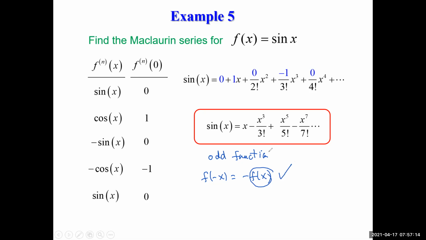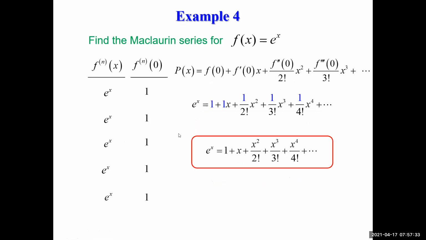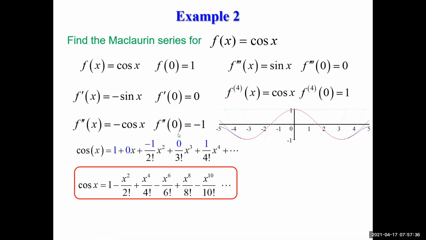When you graph it, this is what the graph of sine looks like. It goes like this, and it's symmetric with respect to the origin. If we backtrack to the cosine x example, we talked about even and odd. It's actually an even function, isn't it? See this one? That is an even function. See the powers are even. And if you plug in negative x, it doesn't change anything. It's the same as the original.